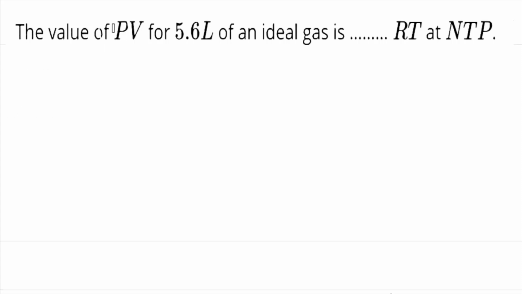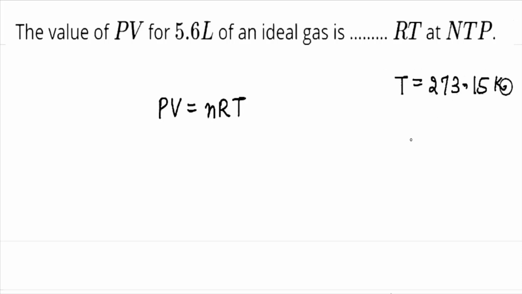The question is: the value of PV for 5.6 liters of an ideal gas is dash RT at NTP. So the ideal gas equation, we know, is PV equals nRT, and at NTP, which is normal temperature and pressure, the temperature is 273.15 Kelvin, the pressure is 1 atm, and the volume is given, which is 5.6 liters.